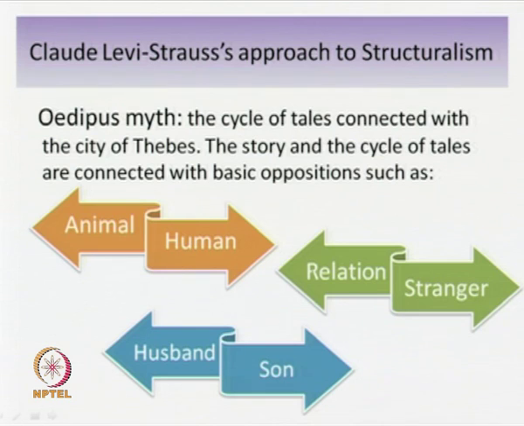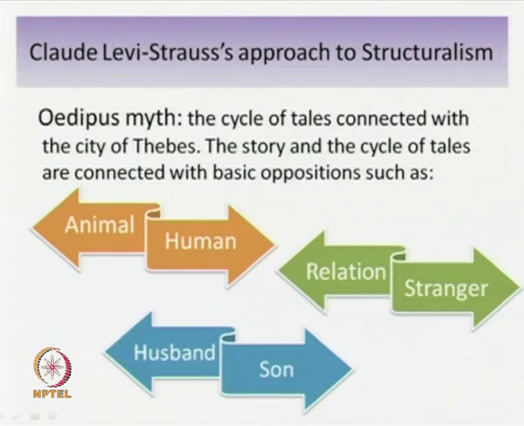So, let's again look at this slide. For instance, the myth of Oedipus. You're aware of the text, a very important text, Oedipus Rex by Sophocles. Now, Claude Lévi-Strauss's approach in structuralism to the Oedipus myth, and this is given to us by Peter Berry, is that the cycle of tales connected with the city of Thebes are connected with basic oppositions. Binary oppositions again, like animal and human, relation or a person who is your relative and a stranger, husband and son.